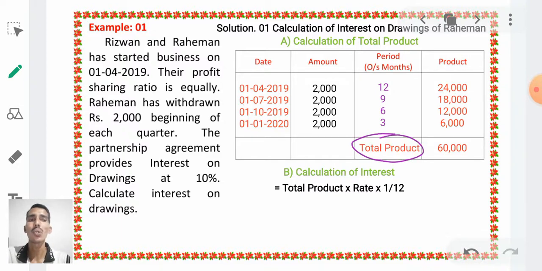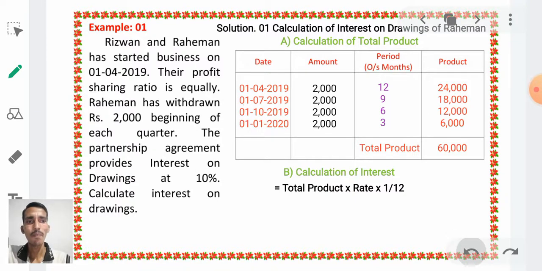Now we got the total product. Now we can calculate the interest. Just see here the formula: total product into rate into 1 by 12. We know the rate is given in the problem, 1 by 12 is as it is, we keep that, but we didn't know the total product. Now we have calculated the total product. Now we can calculate interest on drawings under the product method.